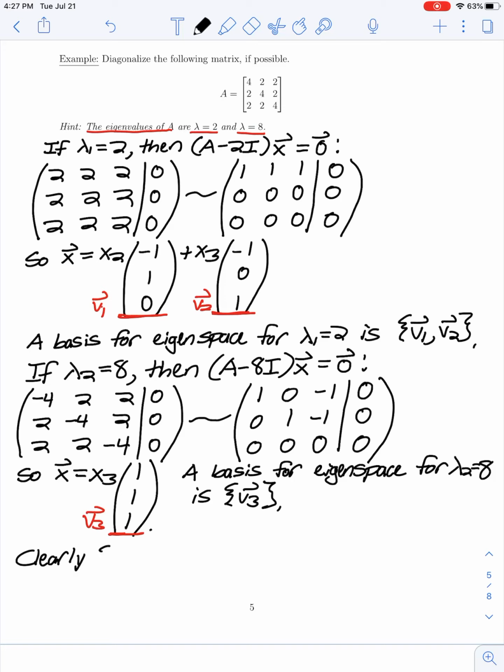So here I might say clearly the set v1, v2, v3 is linearly independent, or we can make use of theorem 5.2 that we had seen earlier in this chapter, where if we have distinct eigenvalues, their eigenvectors must be linearly independent. So here, the eigenvector for 8 is linearly independent from the eigenvectors for the eigenvalue 2.